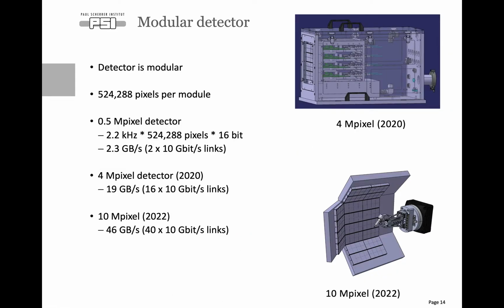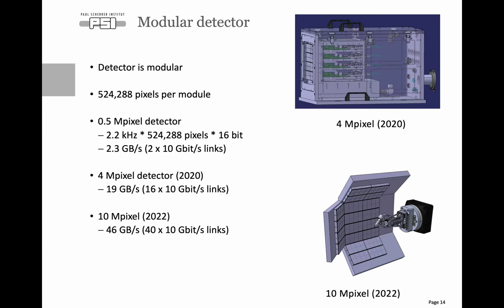Jungfrau is modular. So we produce modules which have roughly 500,000 pixels. So each module can operate at a speed of up to 2,200 frames per second. As each pixel is 16-bit, a Jungfrau module can produce more than 2 gigabytes per second.